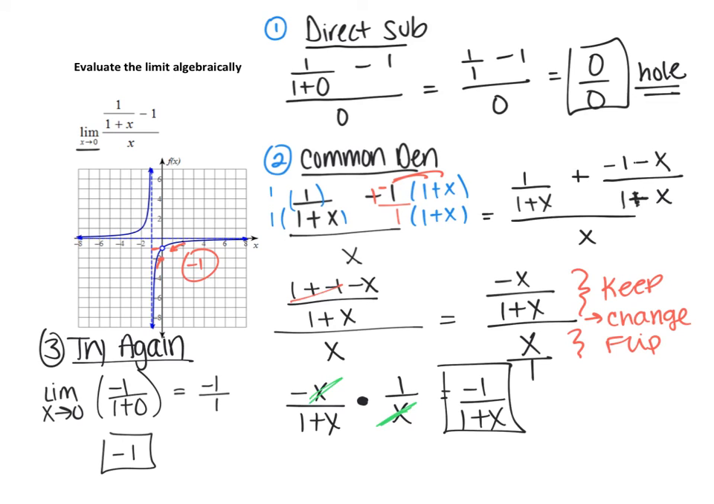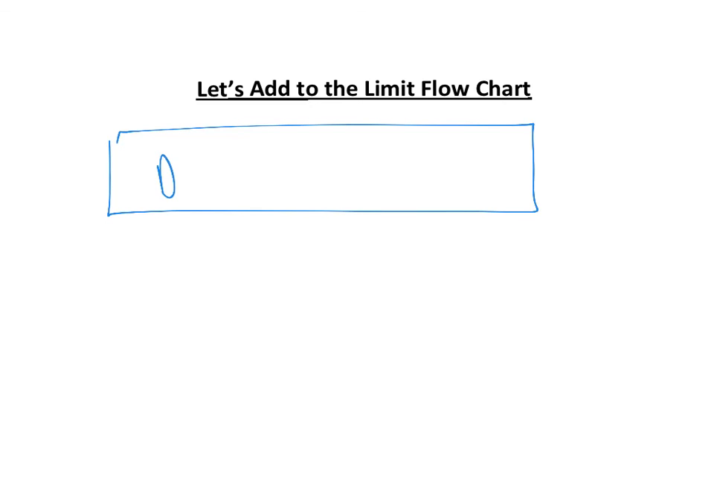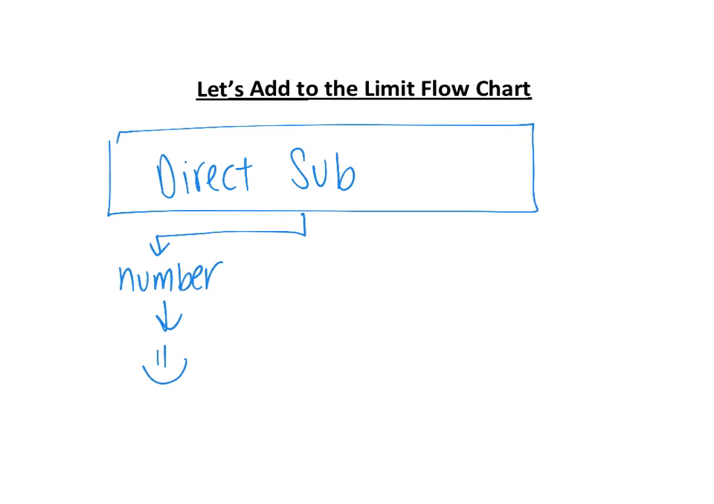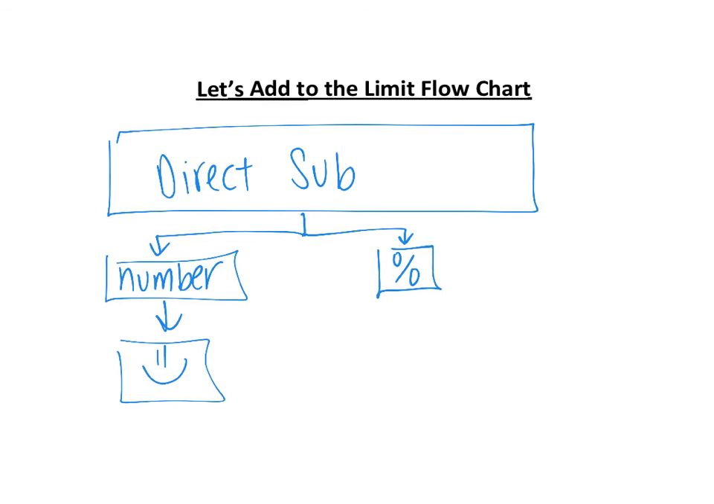All right, so let's add to that limit flowchart. This should be the last thing that we need to add. So again, first step is always direct substitution. Then, if you get a number, life is beautiful and you're finished. If you get 0 over 0, that means we have a hole in the graph.